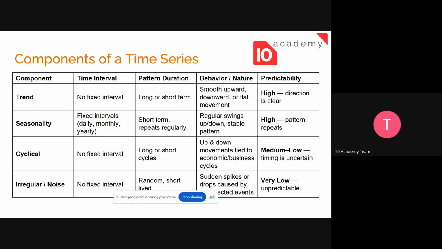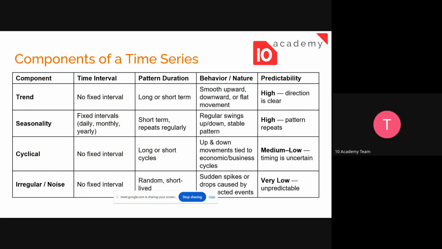For the trend, there is no fixed time interval. As I told you, the pattern duration can be long or short. The behavior in nature is a smooth upward, downward, or flat movement, so it's not definitive. The predictability is high, because the direction is clear. If it's going upward, your prediction will be that it's going up the next month or the next week. So the predictability is high.